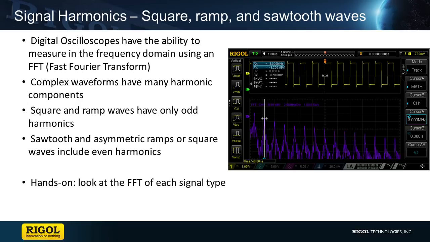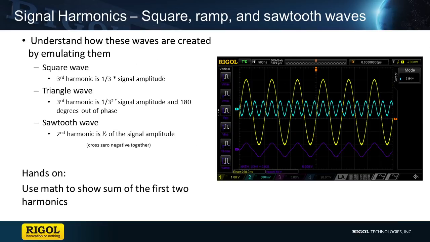Okay. Let's look at a couple signal harmonics. All right, so we have a pretty typical looking square wave. And now we're going to go into the math and look at what is called the FFT. So here's a 1 kilohertz square wave. You can see a square wave has odd harmonics, right? The first harmonic is at 1 kilohertz. Third is at 3, 5, 7, 9. So these are the odd harmonics of the signal.